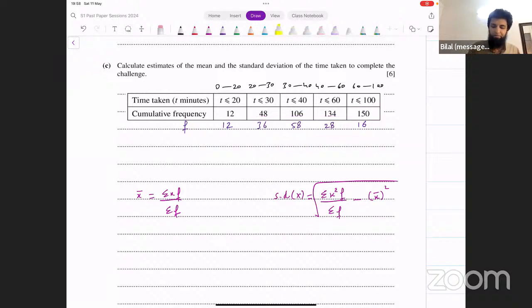Now you've got the f that you needed here for these formulas, right? The frequencies. Now, what about x? X is supposed to be the midpoint. So now we find midpoints of these intervals. We add another row to the data. 0 to 20, what's the midpoint? Midpoint is 10. And then 25, 35, 50, and 80. These are the values of x that we want to use. And these are the values of frequencies that we want to use.